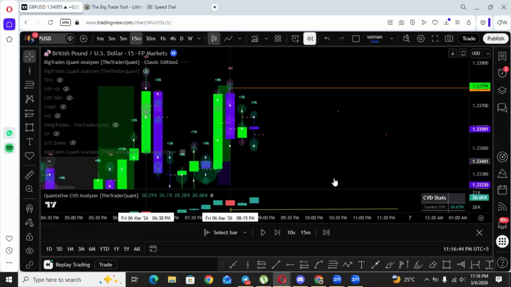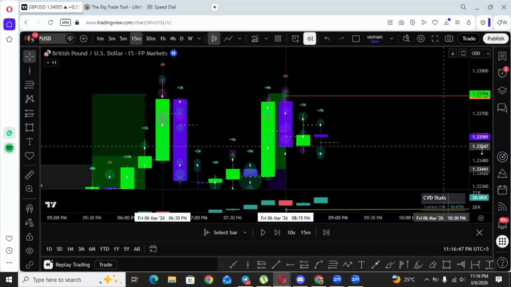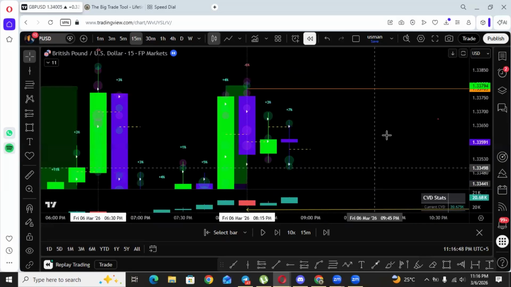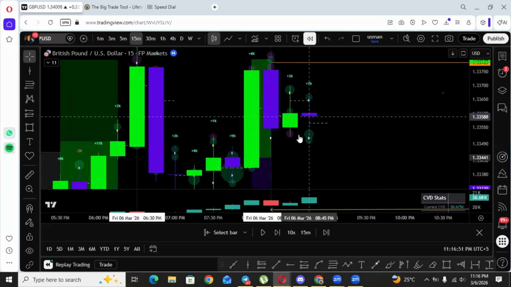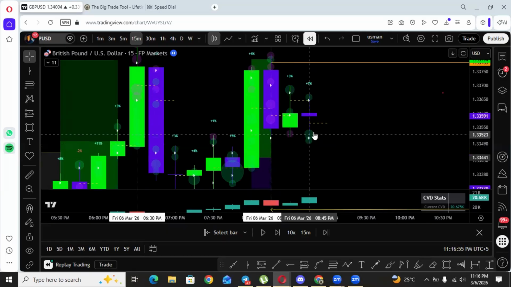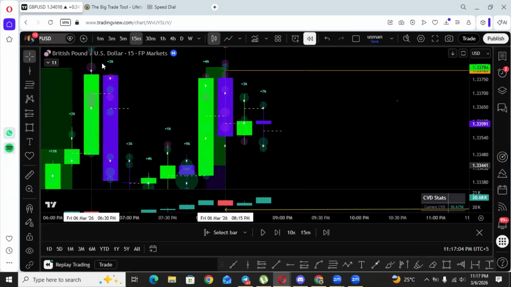So let's turn the big trades tool on. The same phenomenon is happening again. Aggressively, the market tried to push the prices down. Buyers aggressively bought there. Even though the candle closed as a sell, there is no sell aggression in this candle. Let's turn the footprint on.